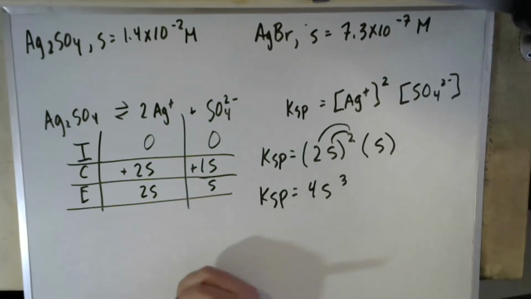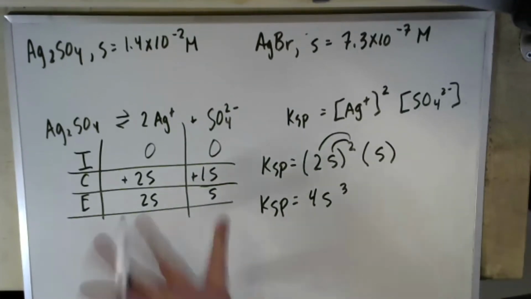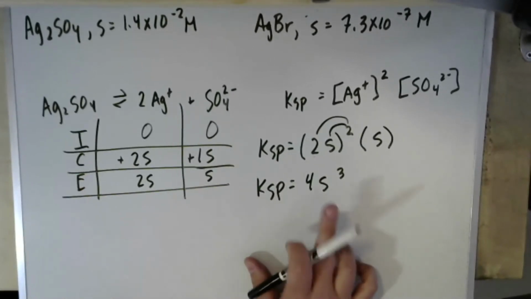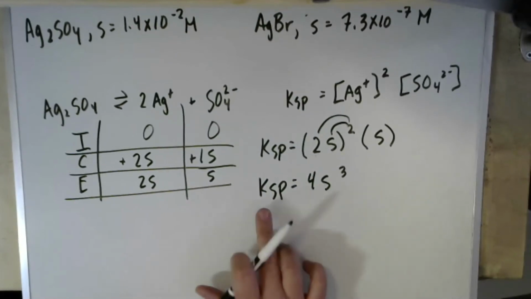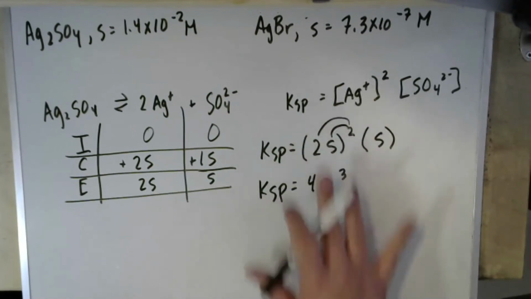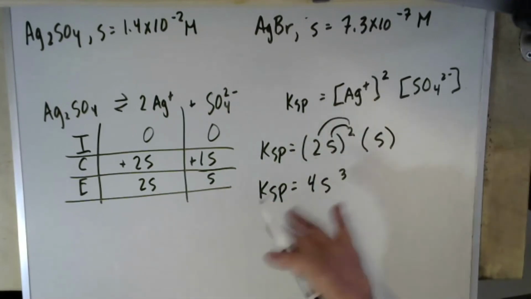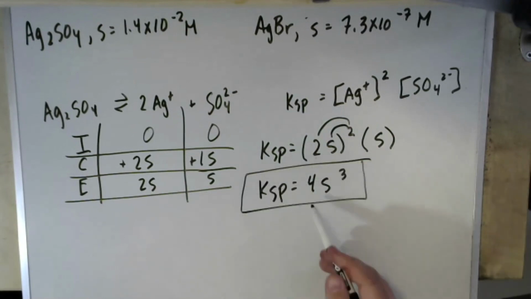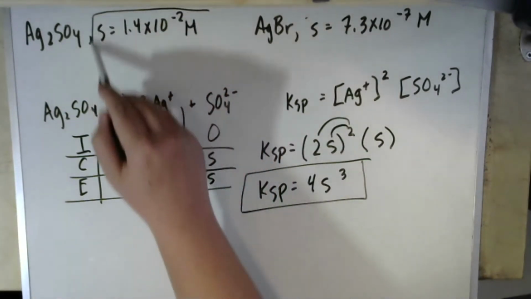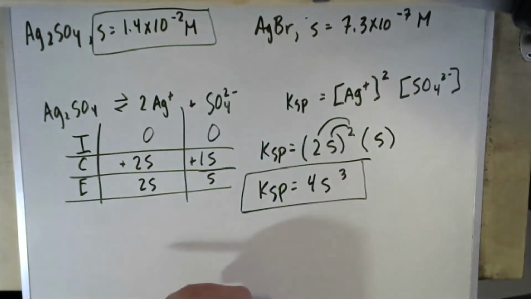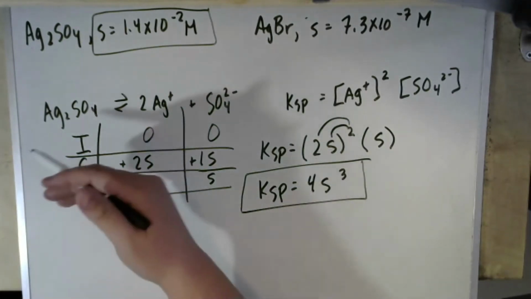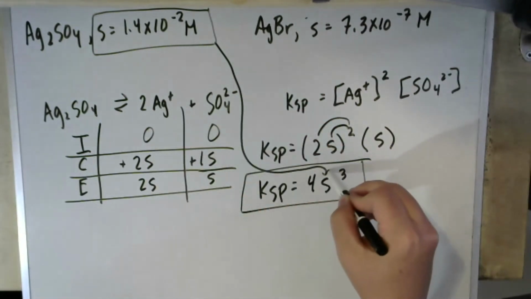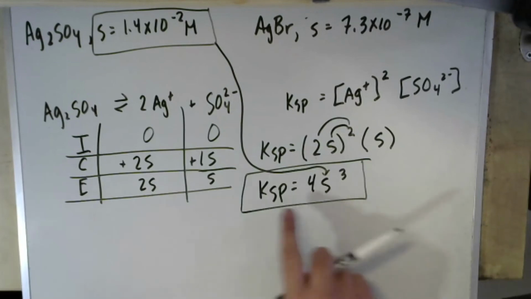Now here's the difference, because in the last problem, they gave us KSP, and they asked us to solve for s. In this problem, they're giving us s, and they're asking us to solve for KSP. So we broke down the solubility relationship to its most simplified form. Now we have to go back and take this solubility value that we were given. They told us the molar solubility of the silver sulfate is this. Well, we can take that s value and plug it in right here. And when we solve this expression out, we'll know the KSP value.